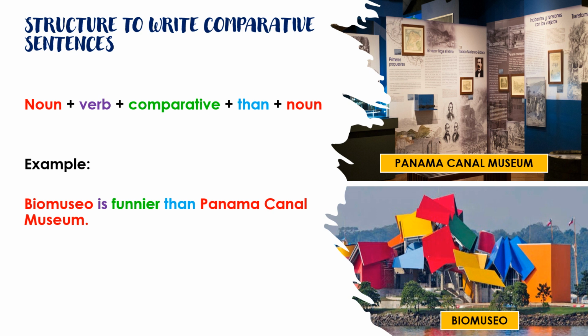The verb, indicated in the color purple, is the action, right? And of course, we have the comparative form. In this case, we're using the verb be, the comparative form, and also the word than. That is very important because we're comparing two things, and the other noun. For example, here we are going to talk about the Biomuseo, which is a little bit more colorful. So we can say Biomuseo is funnier than Panama Canal.